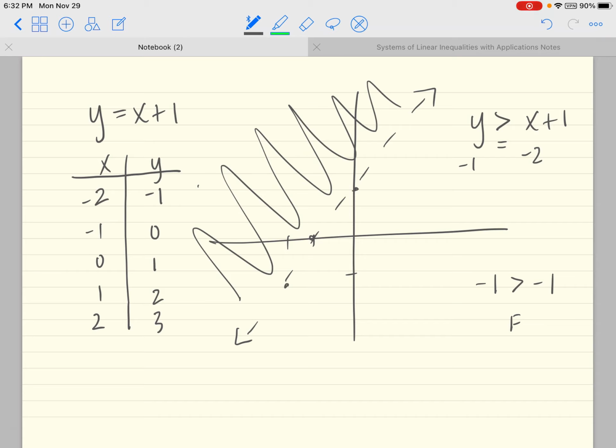We also need to decide if the points above or below that line are part of the solution region. And it's pretty simple. If we have a greater than symbol, we're going to shade above because the points above the line will be solutions. If we have a less than symbol, we'll shade below because the points below the line, or less than, are going to be parts of that solution region.